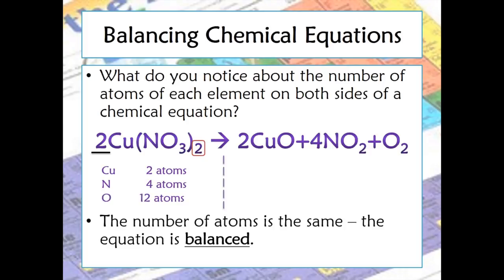If we follow the same process on the right side of the equation, we have 2 copper atoms from the first compound and 4 nitrogen atoms from the second compound. To count up all of the oxygen atoms, we have 2 from the first compound, 8 from the second compound, and 2 from the oxygen molecule, which gives us a total of 12 oxygen atoms. So this equation is balanced.